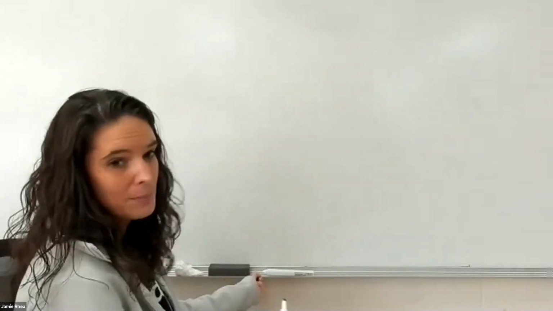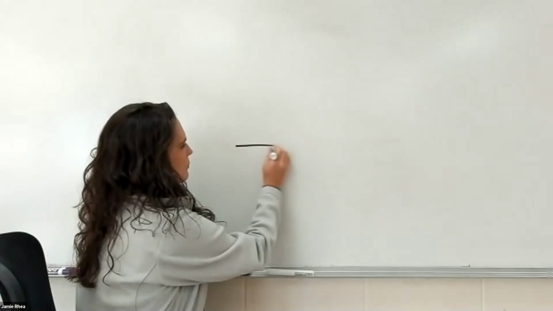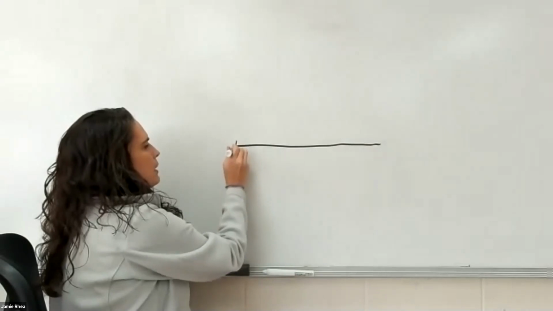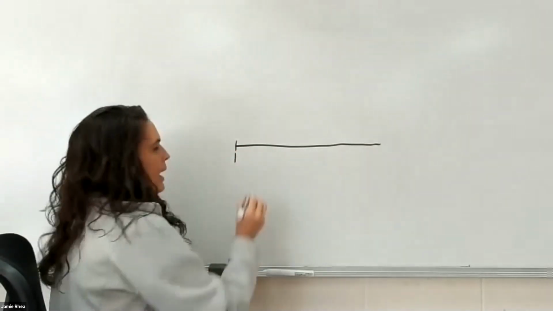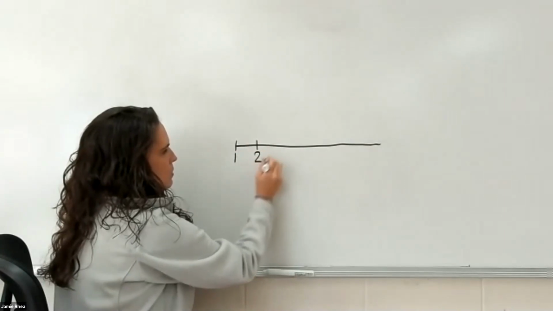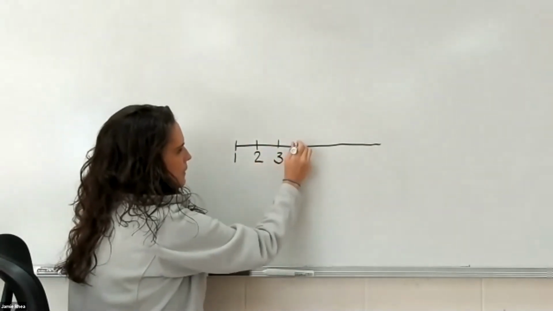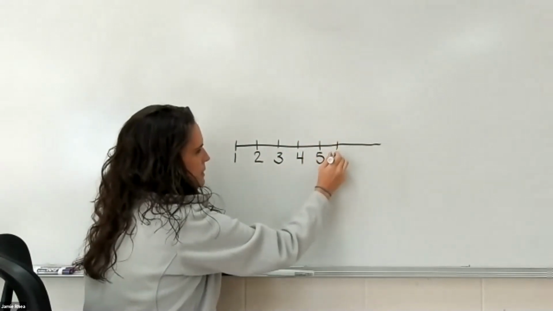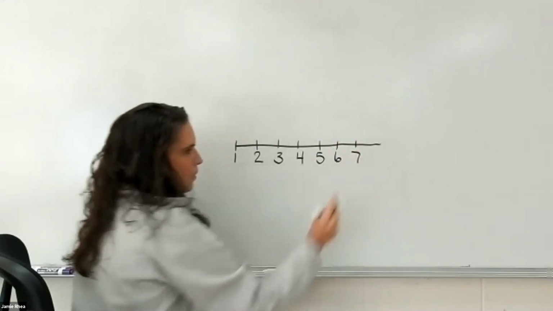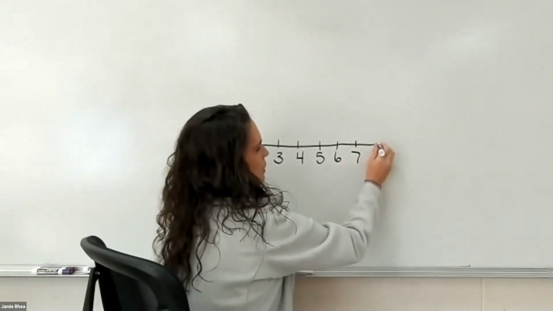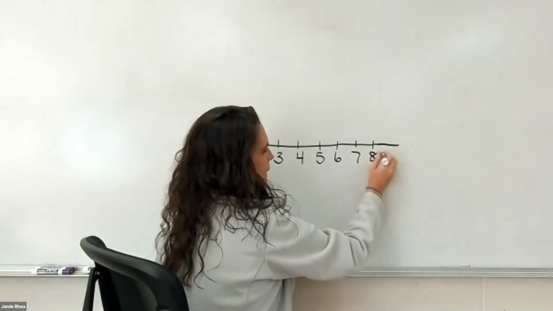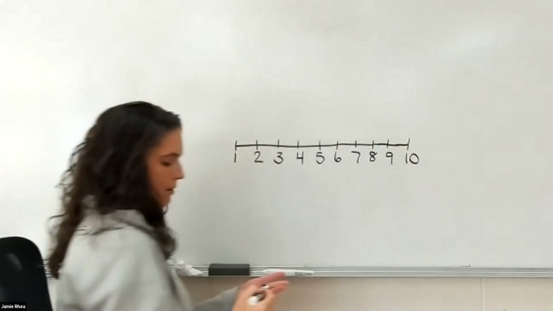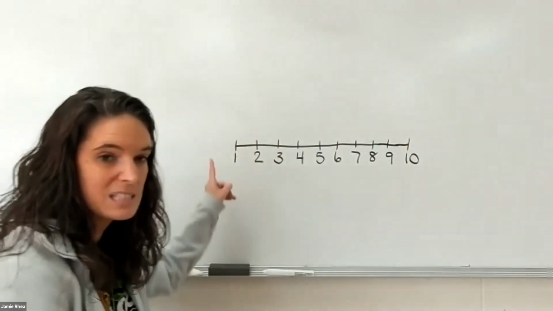So what I'm going to do is I'm going to draw a straight line. It's a little crooked, but that's okay. I'm going to start here with 1, and I'm going to make little marks. 2, 3, 4, 5, 6, 7. Oh, I'm almost out of room, so I'm gonna make my line a little better. 8, 9, and 10.